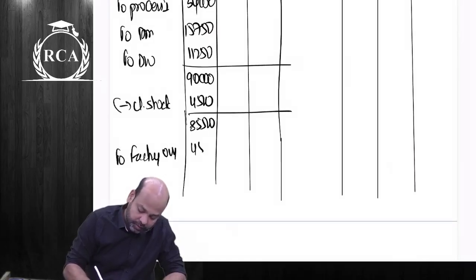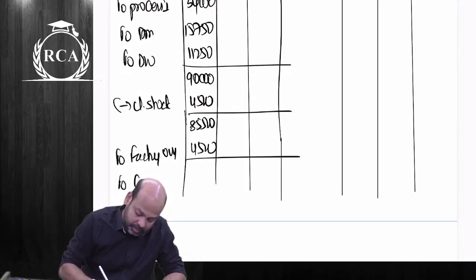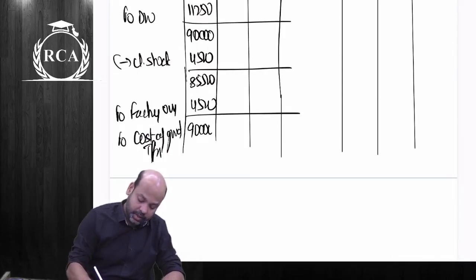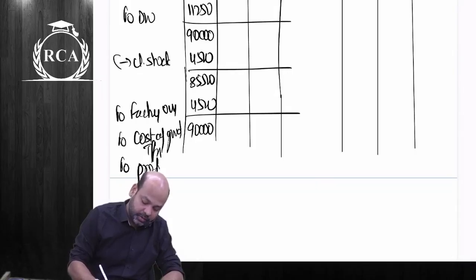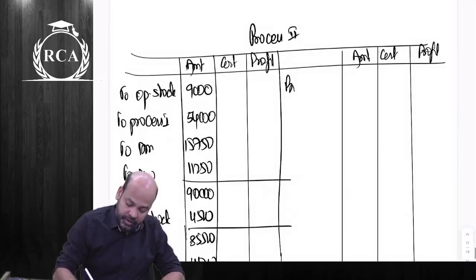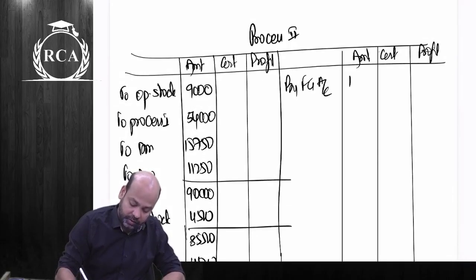Cost of goods transferred. How much is the amount of profit booked by this division? ये कितना बोले? 90,000. The amount of profit booked as such was 22,500. Correct, kids? By finished goods account guys, this was transferred at 1,12,000.